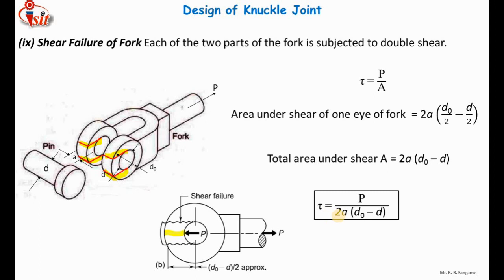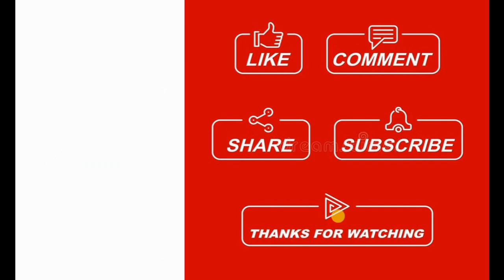So after the calculation of various dimensions of the eye and fork using empirical relations, we have to check the tensile and shear failure of the eye and fork. We have to check whether the design is safe in tension and shear or not. That's it. Thank you.